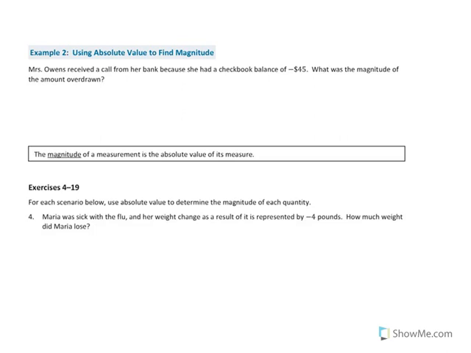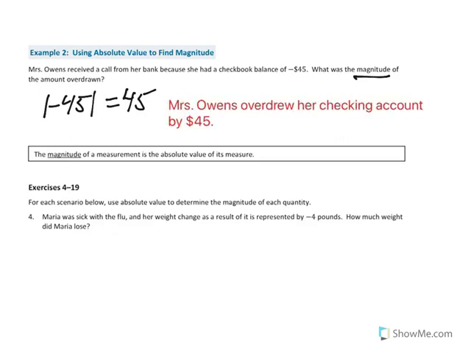So we show magnitude, the word magnitude, by writing the absolute value of negative 45. The negative 45 is the integer. If we want to know the magnitude of that number, then we want to know the absolute value. The absolute value of negative 45 is the distance from negative 45 to 0, which we've just talked about is very clearly 45 units. So the magnitude of the amount overdrawn is 45. If we put that back into the situation, we can say that Mrs. Owens overdrew her checking account by $45.